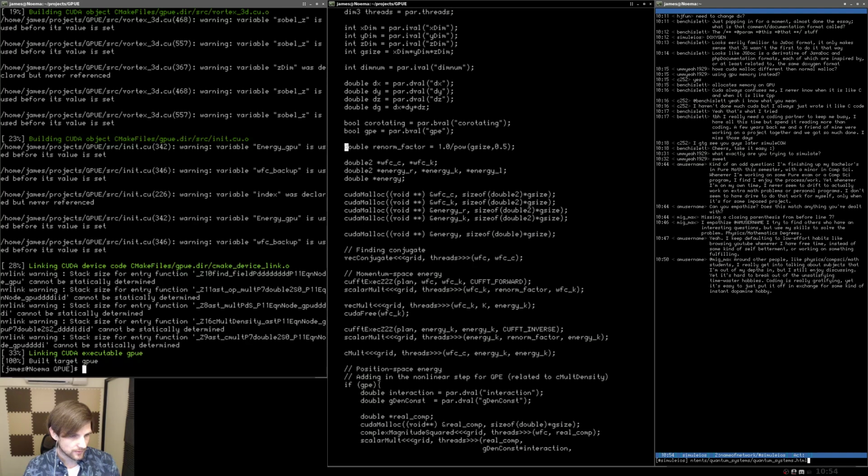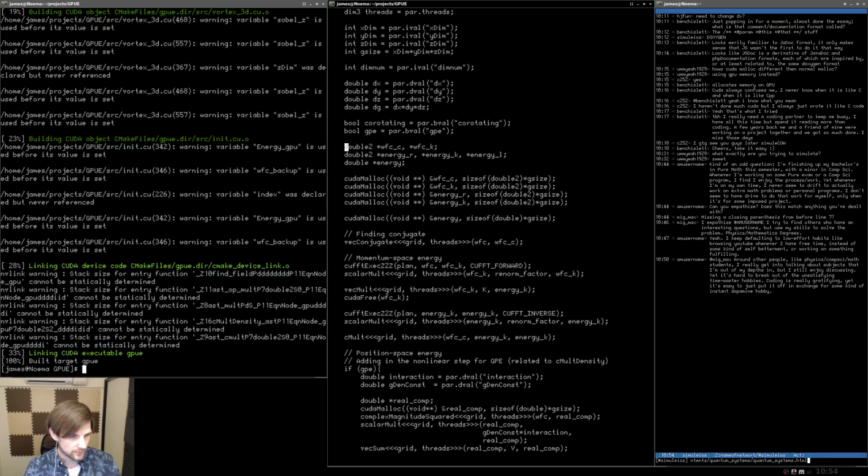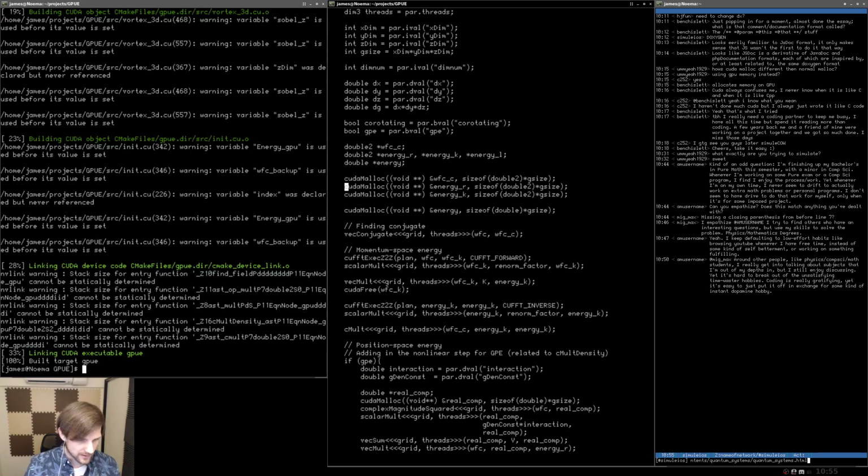We have part of B value D rotating. We don't need the renormalization. Wave function K, I think we could probably even get away with not having a wave function K here. Okay, so we have energy R, energy K, so we don't have to have this anymore. We have energy here. Then we're going to do CUDA malloc energy. Yep, seems fine. Vector conjugate.